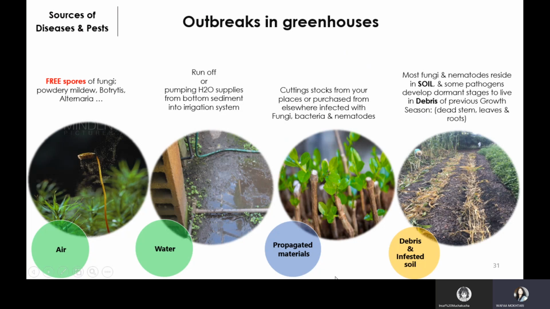Propagated material is a source of most important bacteria, fungi, and nematodes. For example, if you have cutting stalks from your own place, or you purchase them from elsewhere, this will infect your whole plantation.